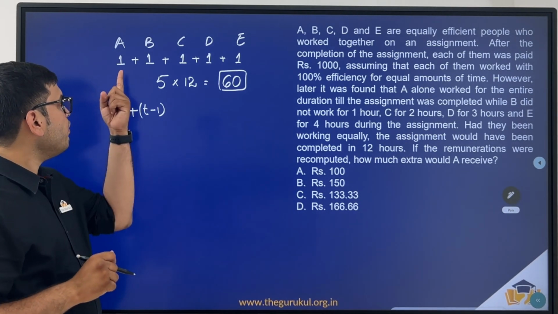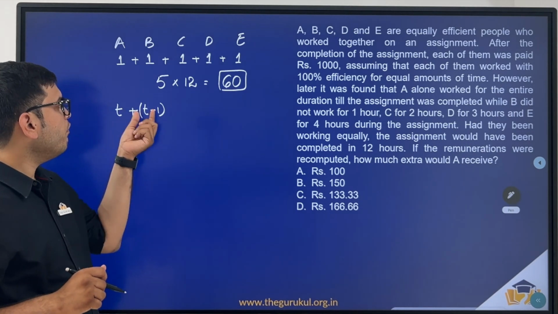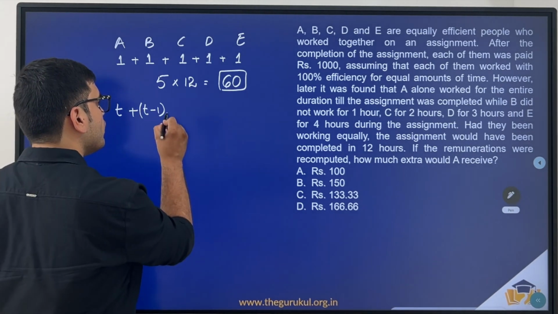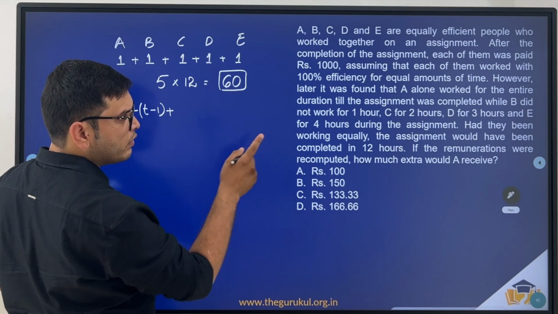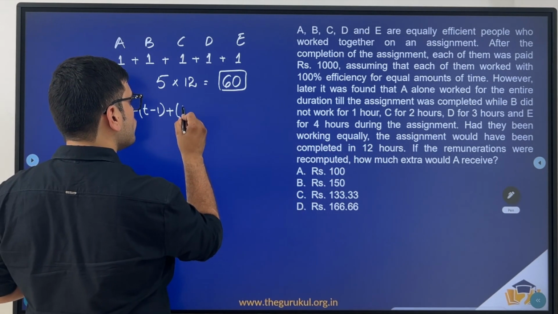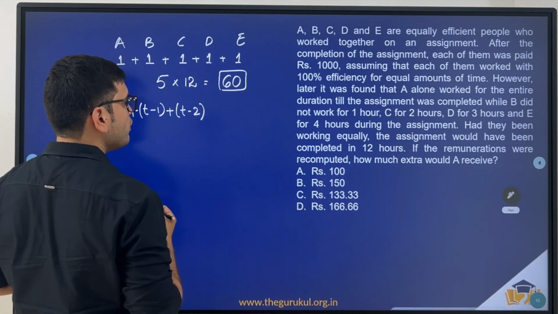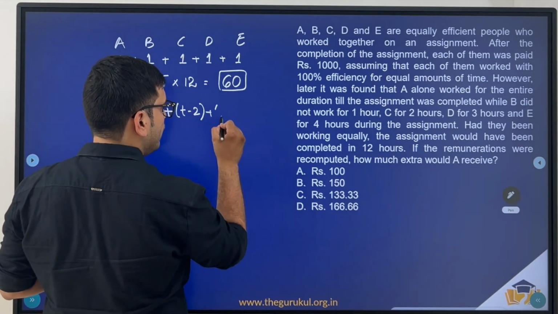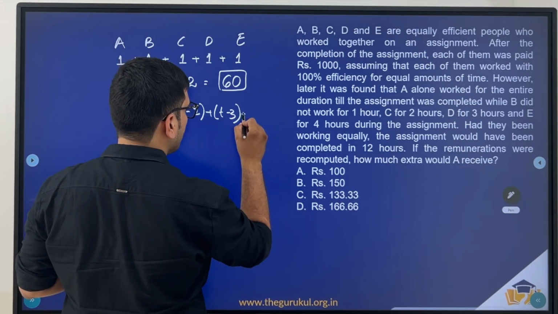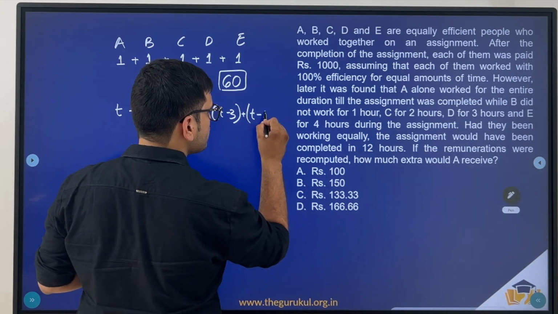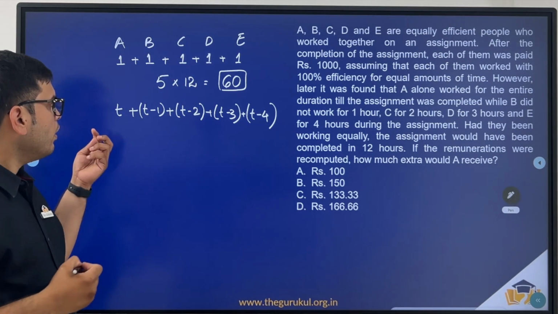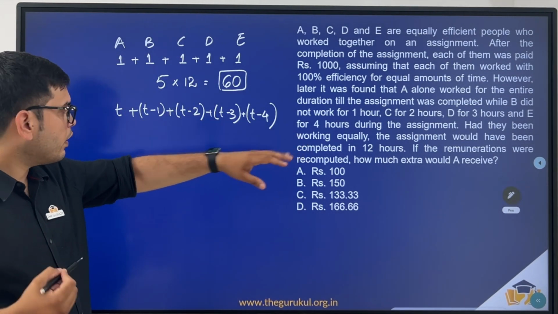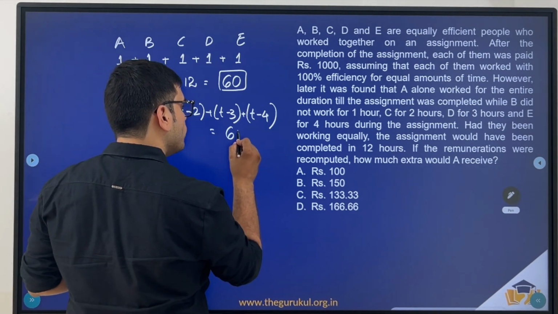So, in T hours, A will be completing T units of work, B will be completing T minus 1 units of work, C did not work for 2 hours, so C will be completing T minus 2 units of work, D T minus 3 units of work, and E T minus 4 units of work. Now, they have completed the work, right? So, this should be equal to 60.